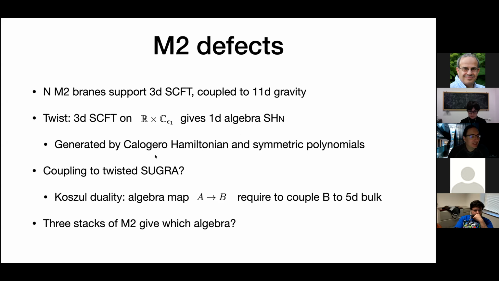Anyway, the Koszul duality statement controlling the coupling of line defects to the bulk theory is that there is an algebra map from some universal algebra, which I'll just call A, to whatever algebra lives on your defect. And Kevin reconstructed this algebra A essentially by taking the large n limit of the spherical Hecke algebras. And now you can again ask, what happens if I take three stacks of M2-branes?